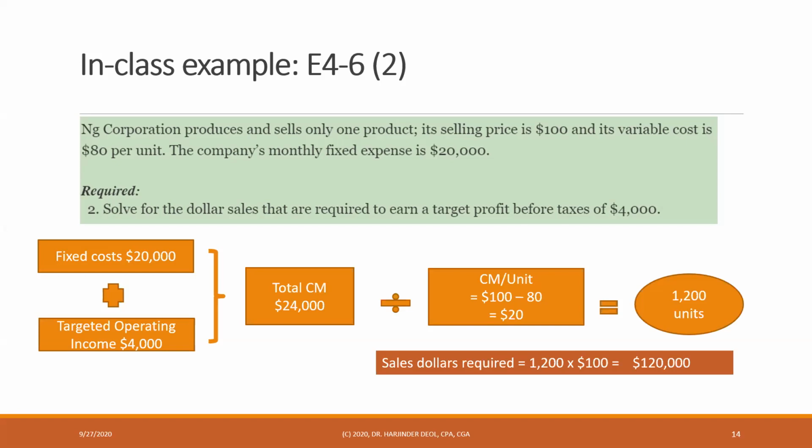If we want to convert this into the sales dollar amount, then all we do is take the 1,200 units multiplied with $100 of selling price. So our sales have to be $120,000 in order to be ending with the target profit of $4,000 in this case.